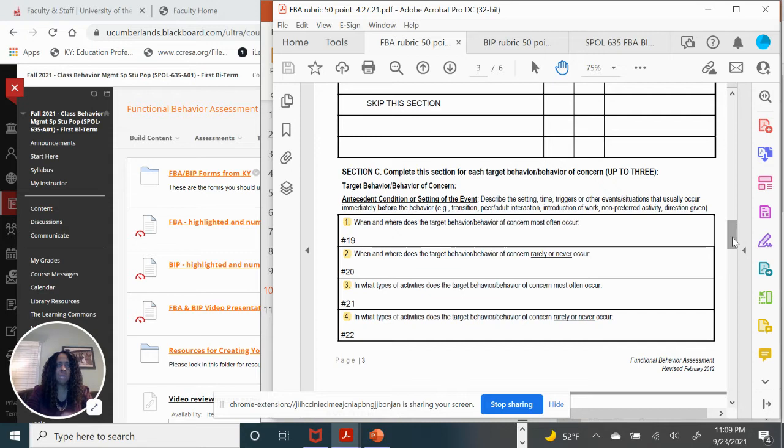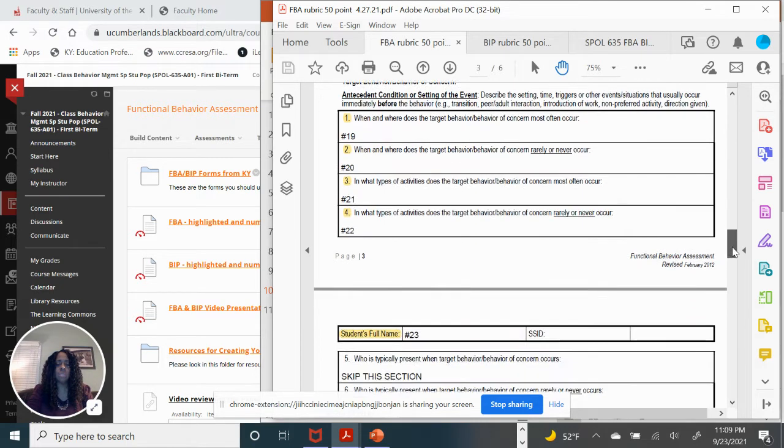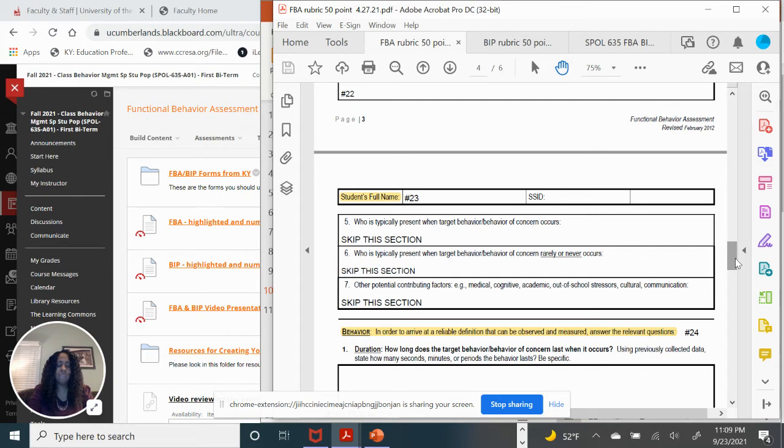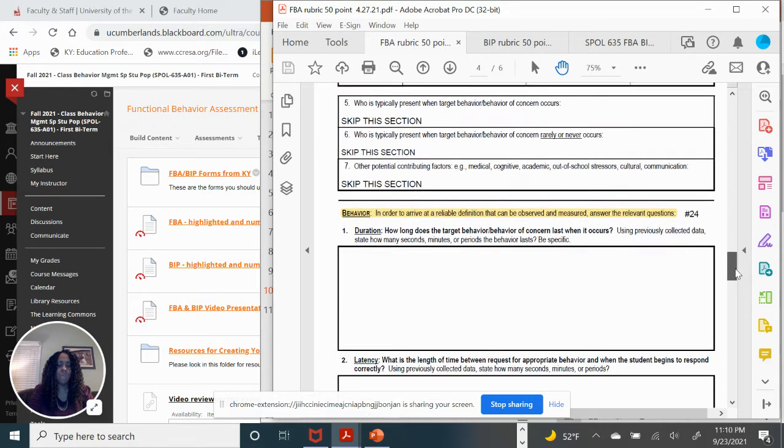Whether or not it's independent work, whether or not it's academic, whether or not it's all the time. So in other words, we're looking at under what circumstances there. Again, student's name, not full name. And you see there, you're skipping that section 5, 6, and 7, you're skipping.